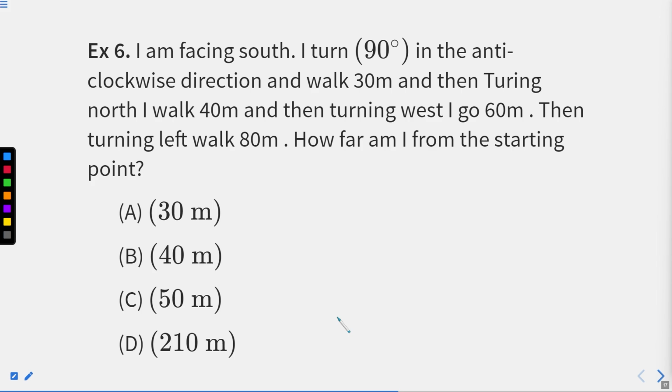In this question, the question says, I am facing south. I turn 90 degrees in the anti-clockwise direction and walk 30 meters, and then turning north I walk 40 meters, and then turning west I go 60 meters, and then turning left walk 80 meters. How far am I from the starting point? So in this question, it is asking for the distance, right? You are supposed to find the direction as well as the distance, because initially you turn 90 degrees anti-clockwise and before that you are facing towards south.